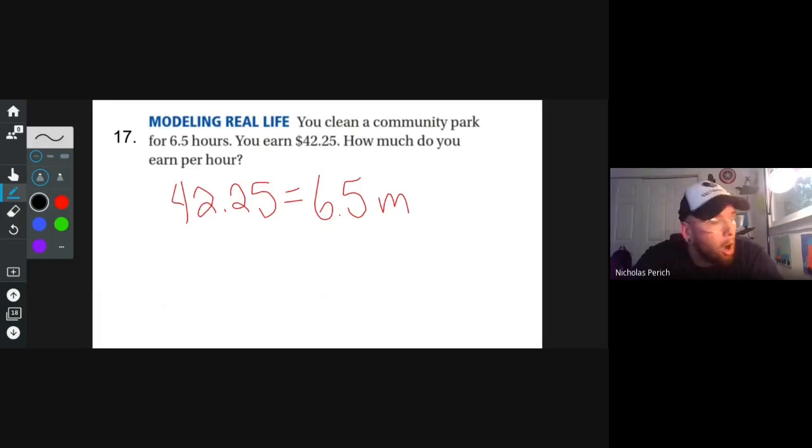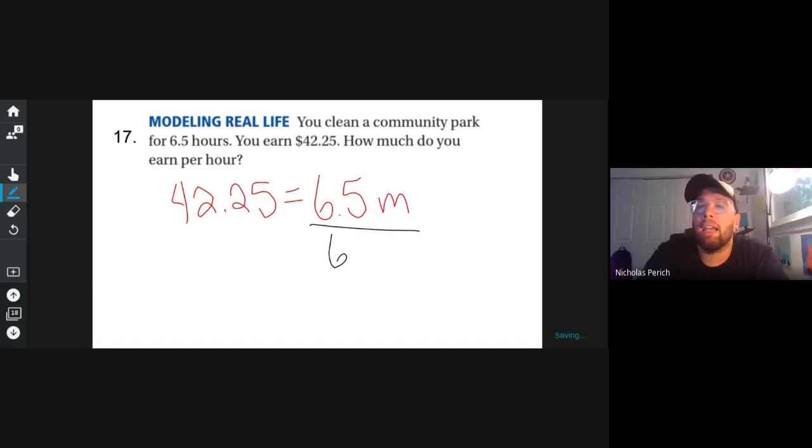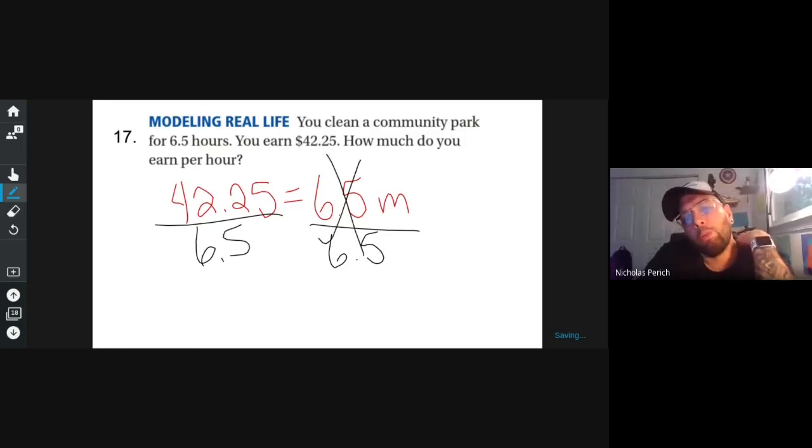Is M all by itself? No. What's in the way? 6.5. How do I get rid of the 6.5? Well, in this case, it's being multiplied to M. So the opposite of being multiplied to M is divide. So divide by 6.5. Cross it out. And 42.25 divided by 6.5 is actually 6.5. So I get 6.5 is equal to M.